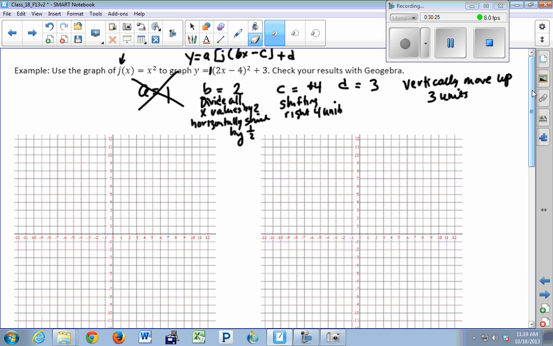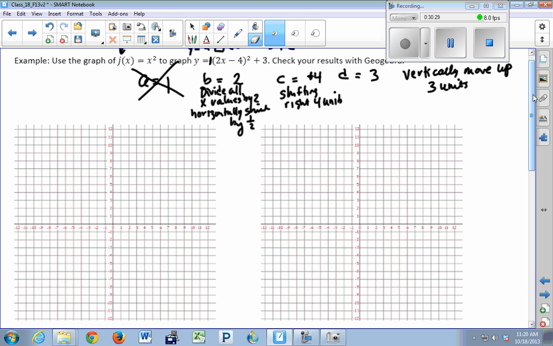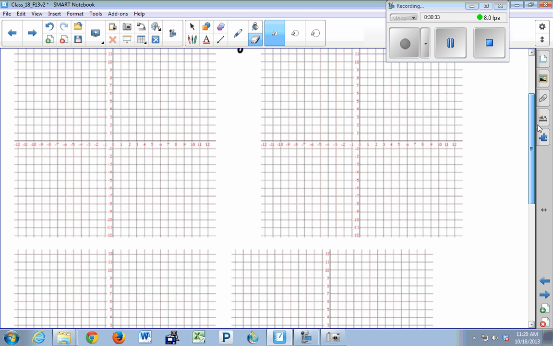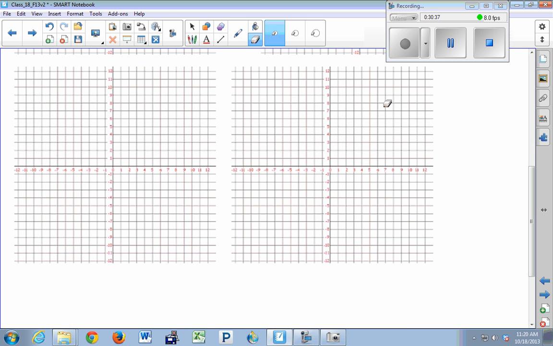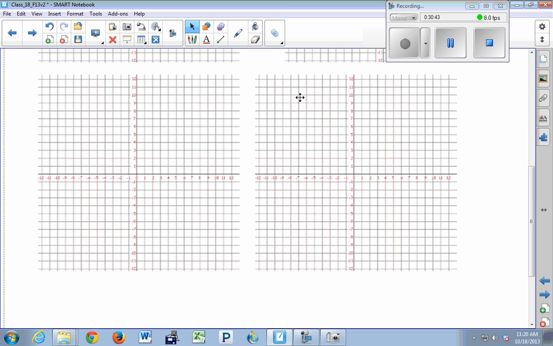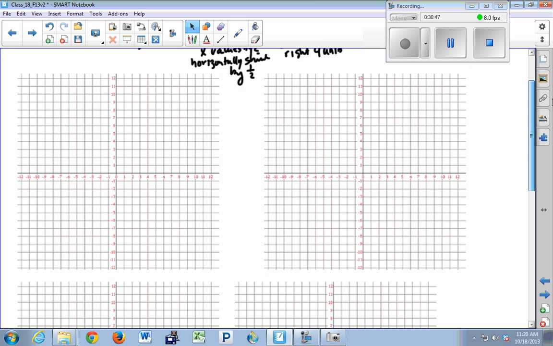How are we going to do them? Where do we start? I don't know about you, but I like to have my parent function somewhere on here. The other thing I'm going to do is, someone in my last class asked if I could make it bigger. I really couldn't. I was trying to do everything on one graph. So I just made 2 more graphs here.